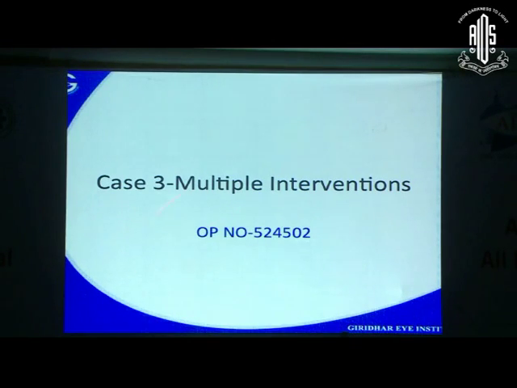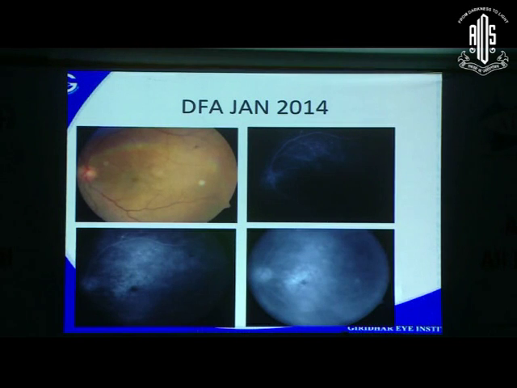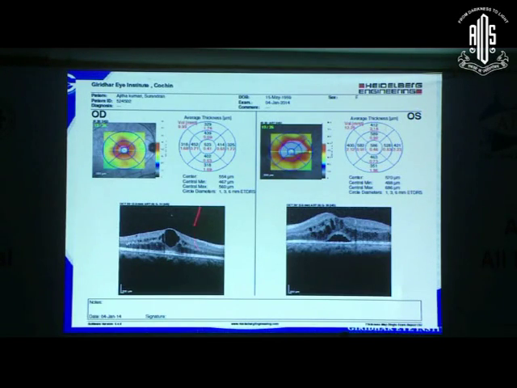So the last scenario is a scenario of multiple interventions. So this is a patient, last case, to show you a different scenario in a center involving DME. This is a female patient with a visual acuity of 6/9, 6/18, N12. You just have a look at one eye. Now here the fluorescein angiogram shows not much of microaneurysms, a lot of leakage. And if you see the OCT, there is significant edema.